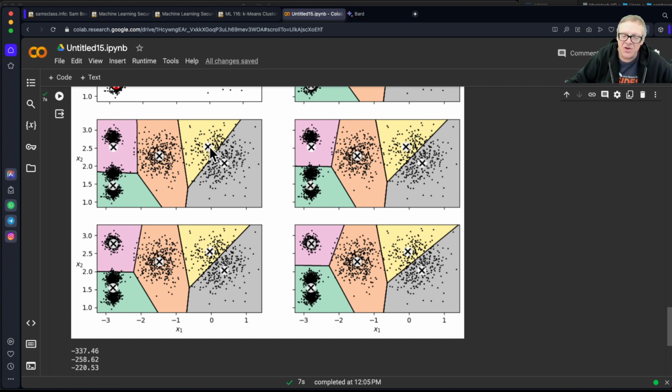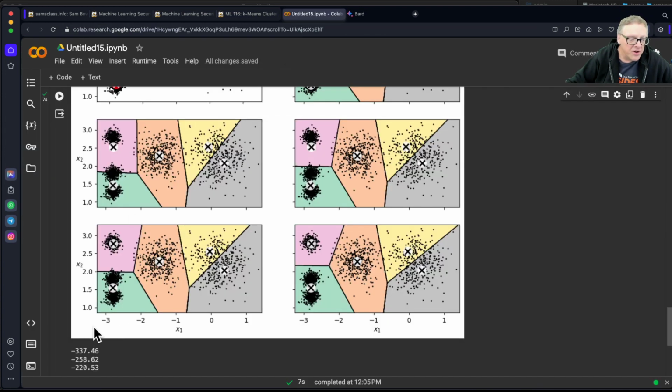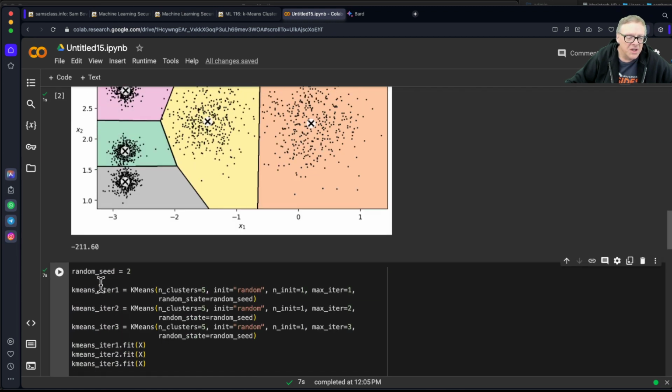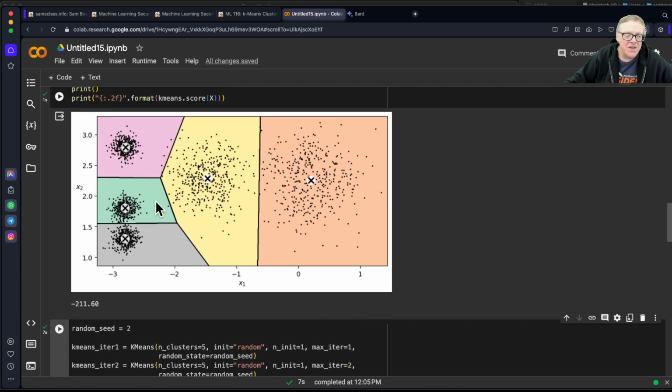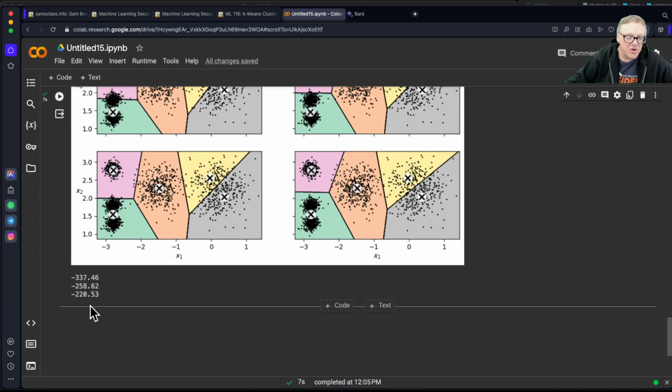If you have a bad enough starting value, it will not converge to the best solution, but it will find a less perfect solution. And by the way, there is a score here, which is the negative mean squared error, the distance between the centroid and the dots. So a number closer to 0 is better. So minus 211, that's a good fit. And this is minus 300 or 220, that's a bad fit.